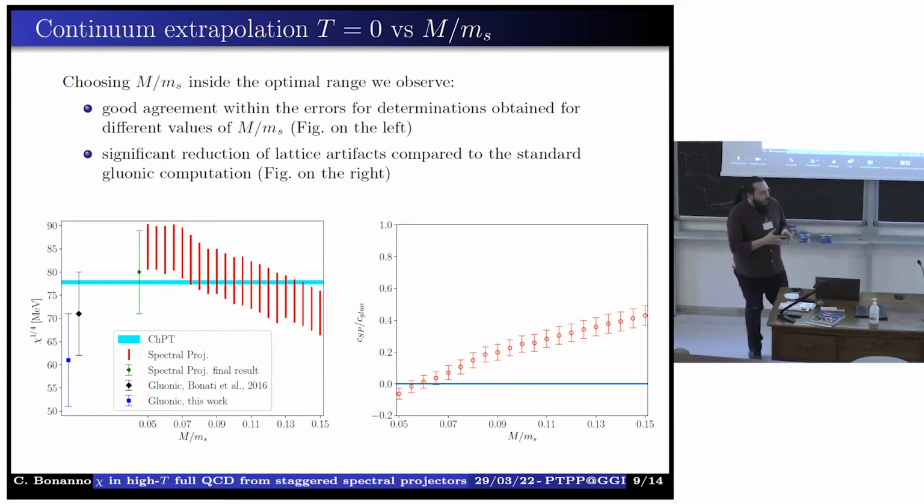And so, as you can see, we observed that all extrapolations are in quite good agreement with each other, because we observe at most a 1 sigma fluctuation. And we also observe a reduction of lattice artifacts compared to the gluonic definition, because I plot here the ratio between the artifacts for the spectral projectors and for the gluonic definition.